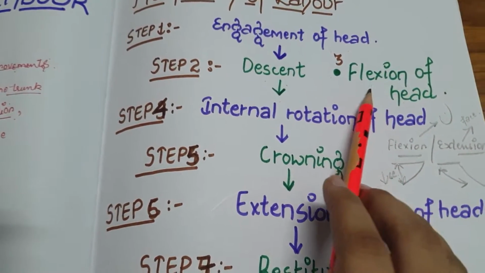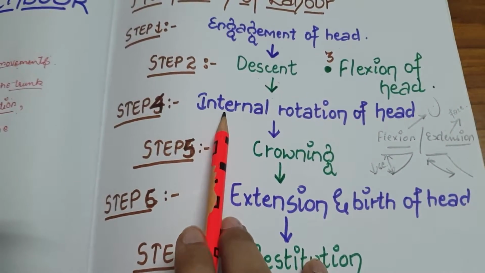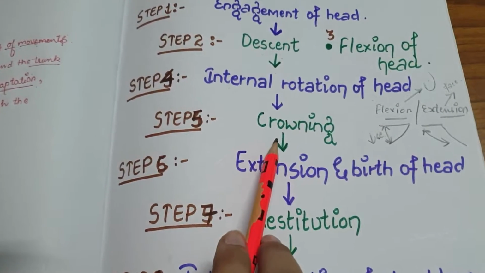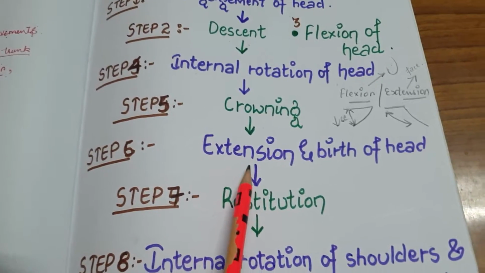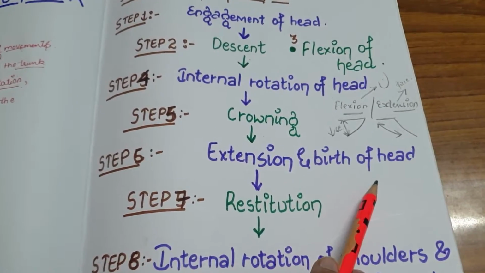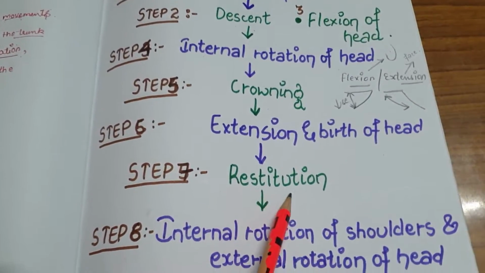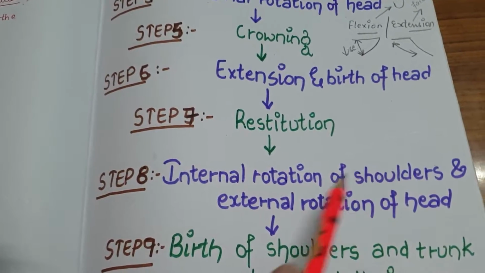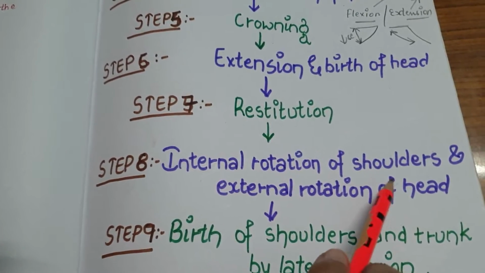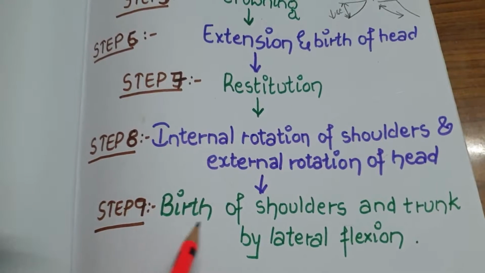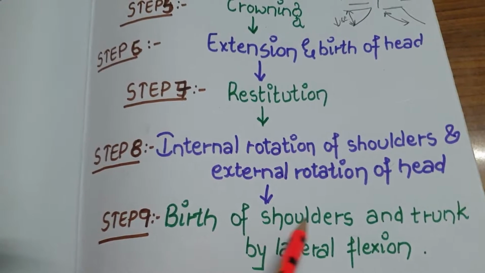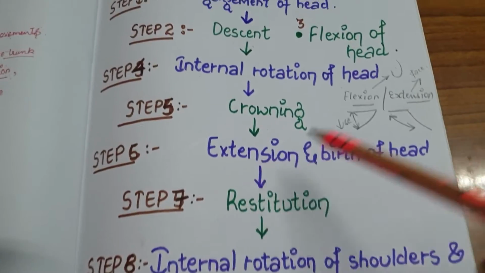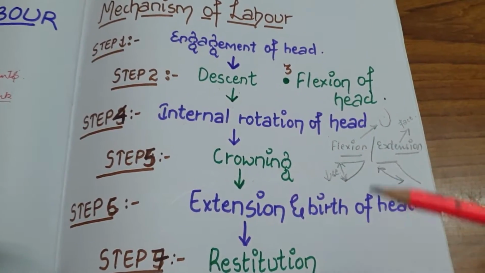After this, step 4 is internal rotation of head. Step 5 is crowning. The 6th one is extension and the birth of head. The 7th one is restitution. And the 8th one is internal rotation of shoulders and external rotation of head. Step 9, the last one, is birth of the shoulders and the trunk by lateral flexion. Now we will discuss each and every step in detail.